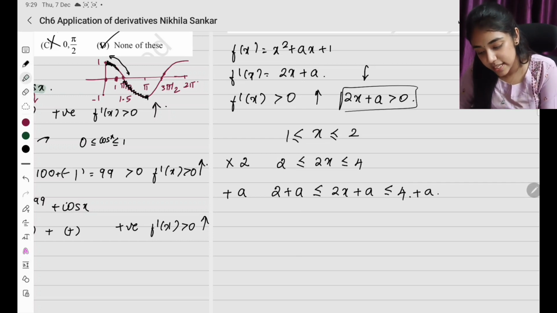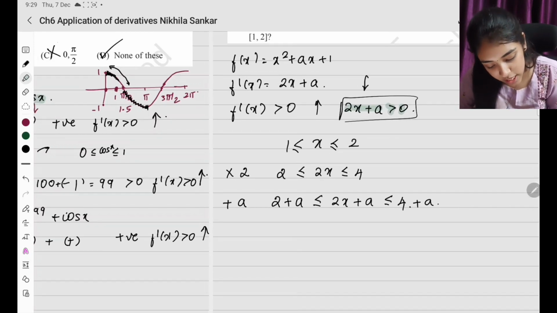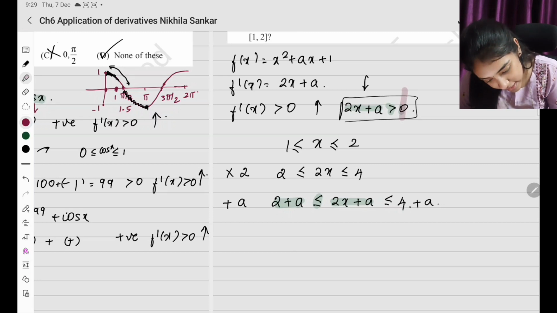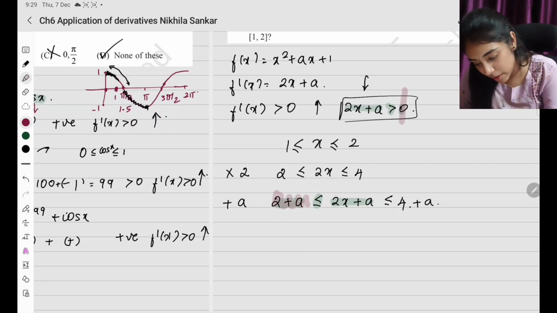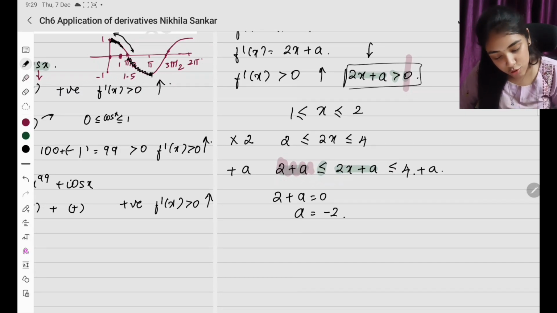Now, when I equate the two, I see that where 2x plus a is greater than 0, which means 2x plus a is greater than something. So I can equate these two. Correct? In the place of this 0, can we equate 2 plus a? So when I equate, I see that 2 plus a equals 0. So a equals minus 2. So we are talking about the values where a is greater than minus 2. Now what do we get if we substitute for this?